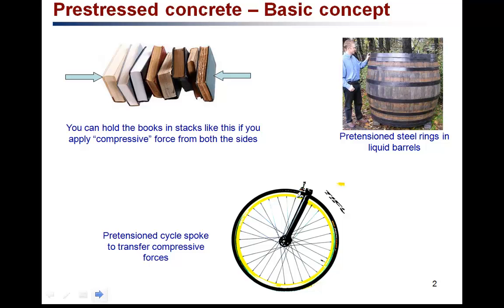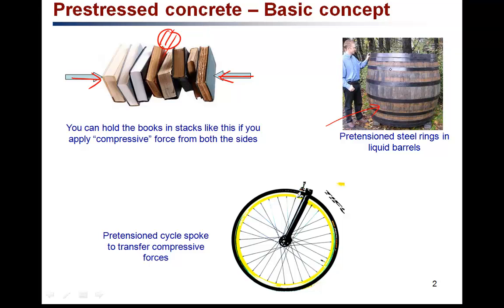These are some very simple and basic examples of pre-stressing that you can see around yourself. In the first example, if you apply horizontal forces, you can hold a stack of books like this one, and if you apply enough force, you can probably put a load on it and the books will be able to take that load as well. So this is a very simple example of how the books can take the load when there is enough pre-stressing applied. Another very good example is these liquid barrels.